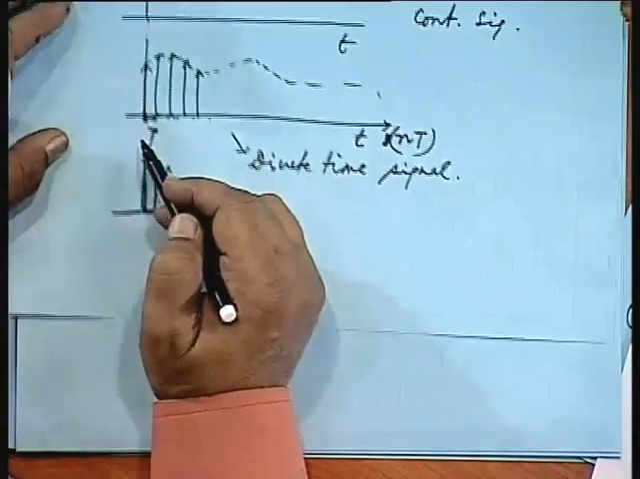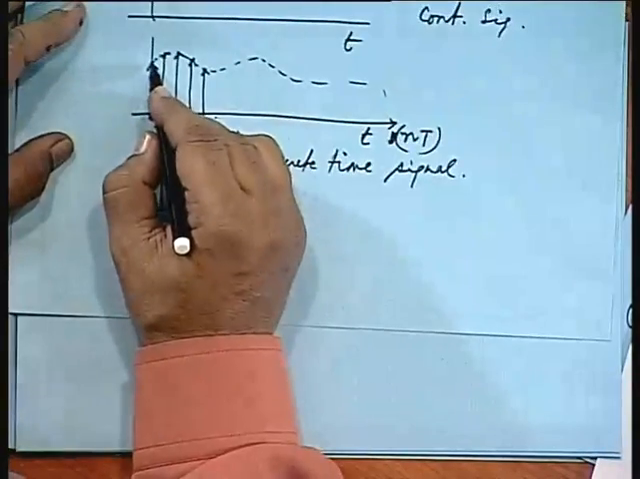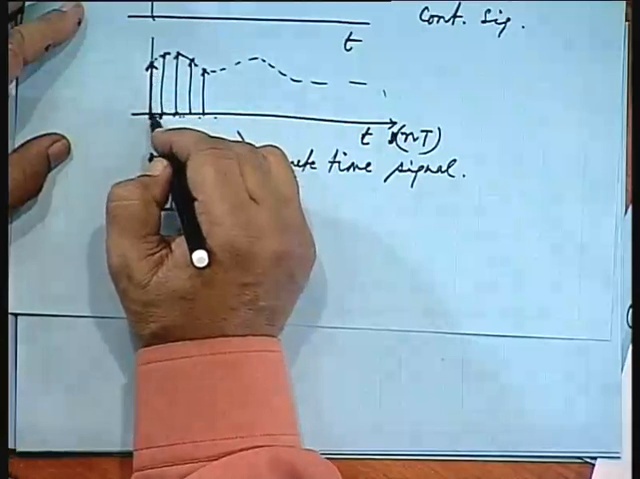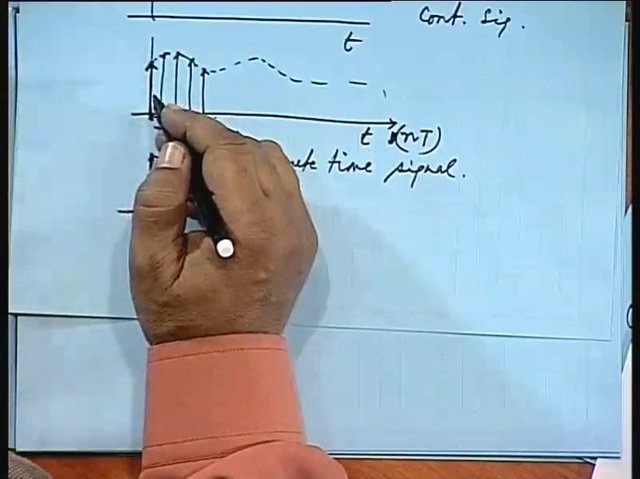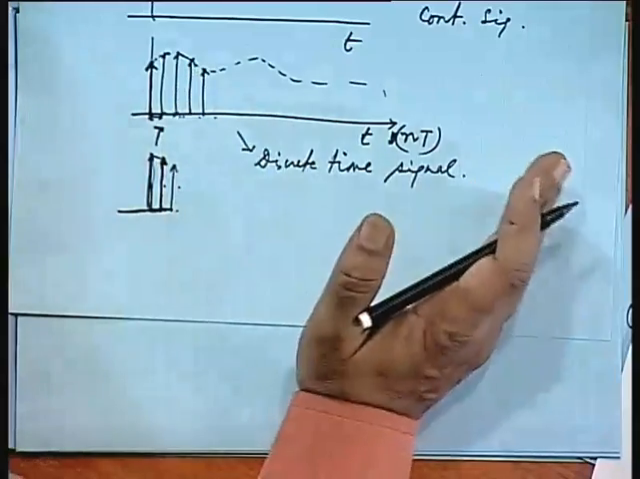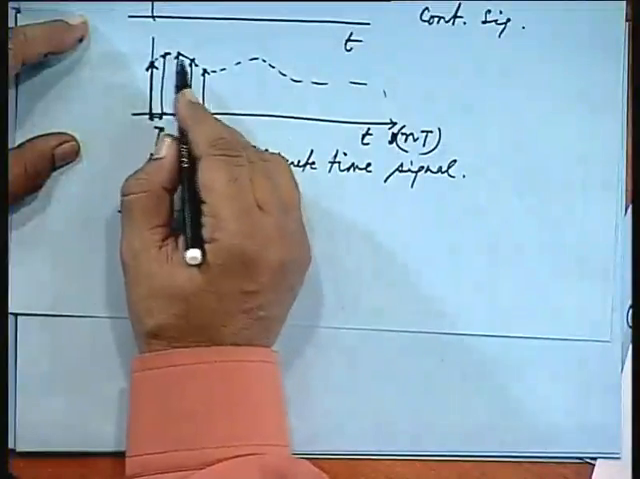Now, how much is this value? If you are recording it through a digital device, then there is a limitation. Somewhere you have to stop recording the value. You can have a 16-bit or a 32-bit memory. You cannot have an infinite memory space, and hence this has to be truncated somewhere.